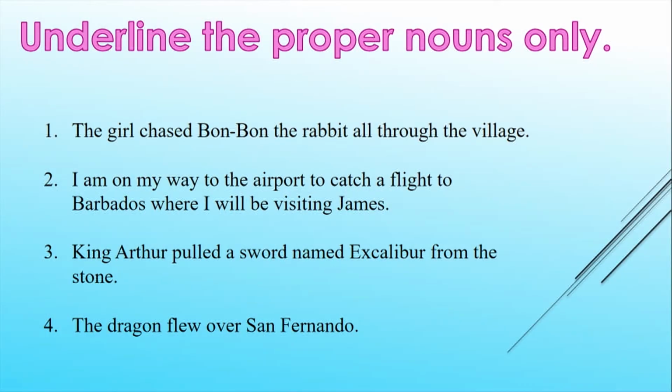Right? So good. For this one, I want you to remember we are only dealing with proper nouns. The proper nouns are the specific names for things. Remember that. I want you to go through these sentences with me, and we're going to find the different proper nouns in these sentences. What we will do is get the common ones after. So number one: "The girl chased Bon Bon the rabbit through the village." Take a little time, and find the proper nouns only in that sentence. See if you can accomplish that.